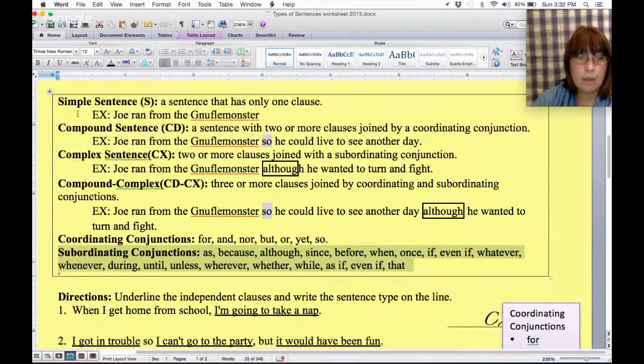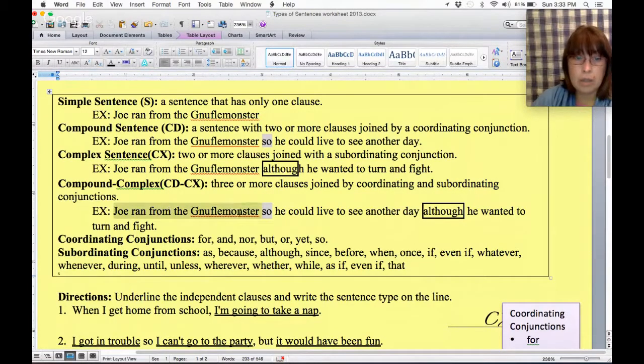All right, so far we have simple, compound, complex, and then we put that compound and complex together, and we have what's called a compound complex. This is 3 or more clauses joined by coordinating and subordinating conjunctions. So this means it has both coordinating and subordinating conjunctions. So here's our example. Joe ran from the Newfoundland monster so he could live to see another day, although he wanted to turn and fight.